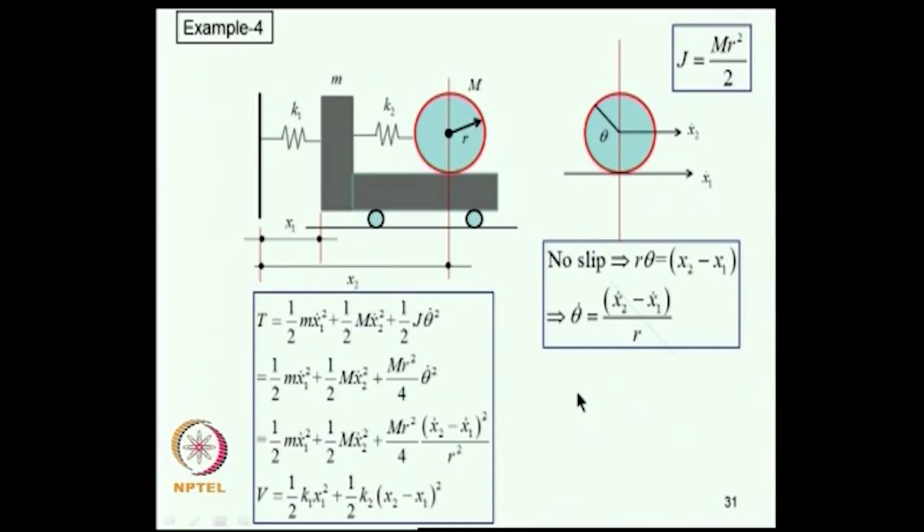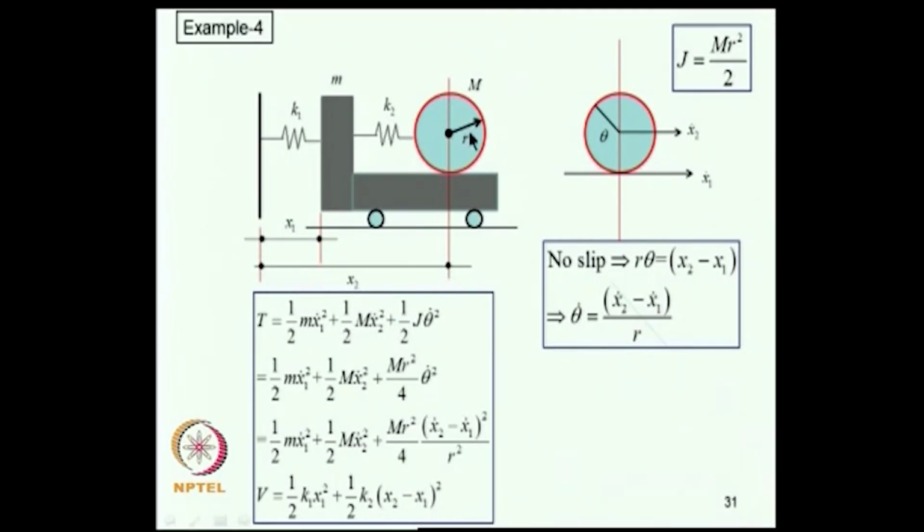Now, another example, imagine that a disk is rolling on a platform which itself is moving on another horizontal platform. So, I want to formulate the equation of motion for this. This is not a point mass, this is a cylindrical disk. Now, what is the kinetic energy? Kinetic energy due to this mass, that is half m x1 dot square, and then this is a capital M which is a mass that moves, x2 is its coordinate.